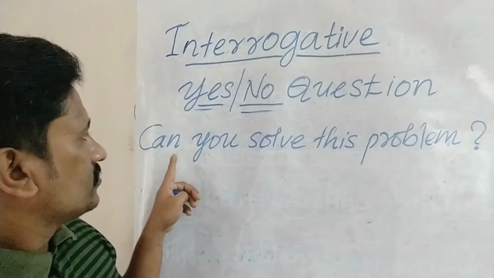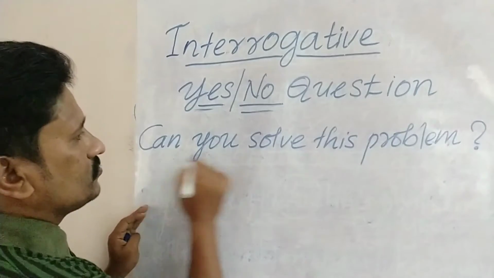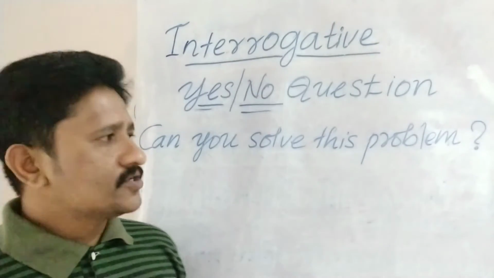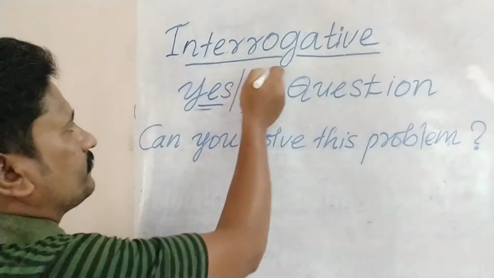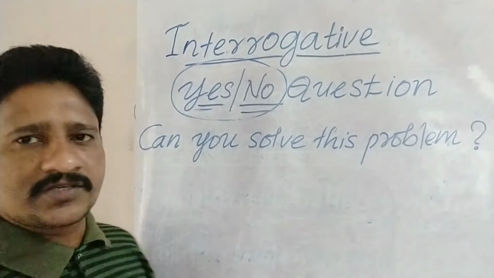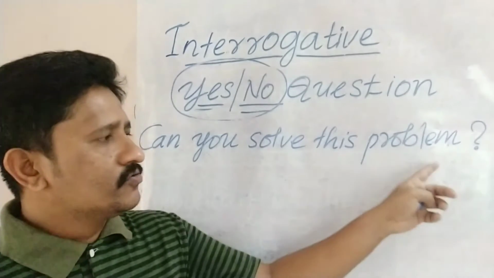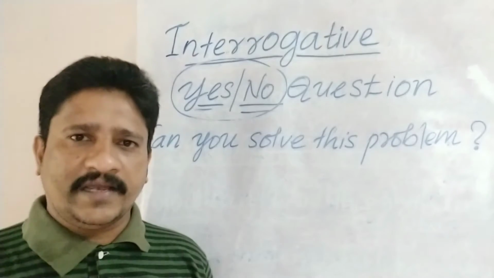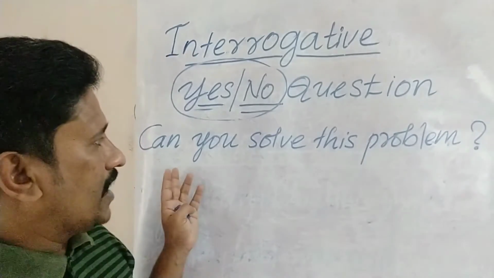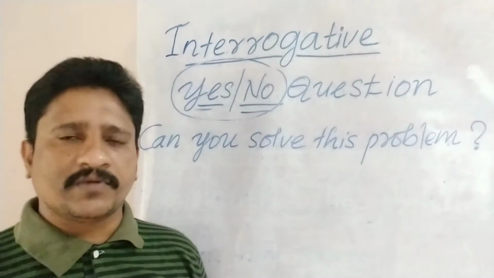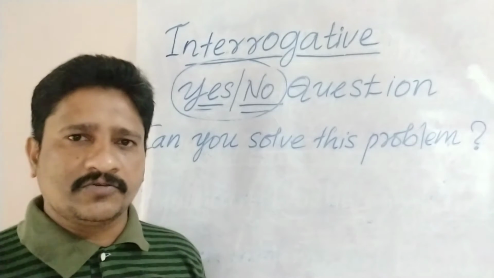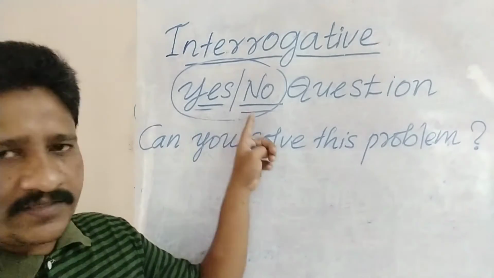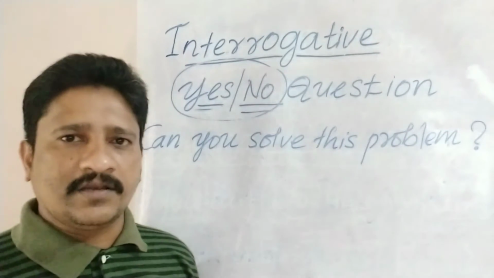Let's look at this example. Can you solve this problem? This is an example of a yes or no question, because you can see that this question receives an answer of either yes or no. If someone asks you, can you solve this problem, the possible answer is either yes or no. So these types of questions are called yes or no questions.